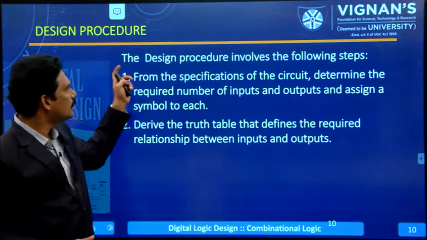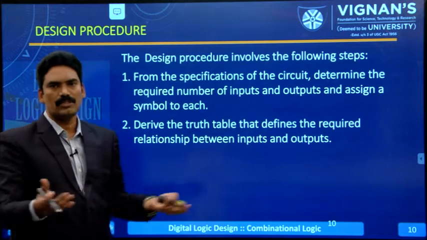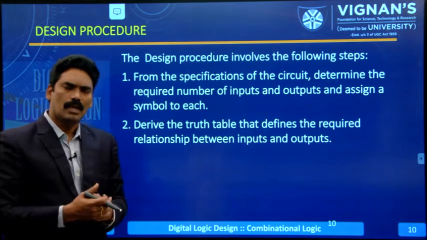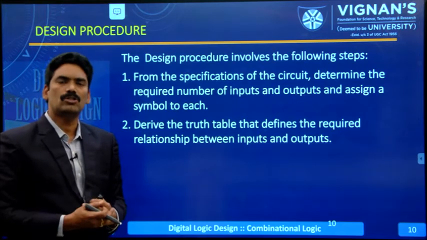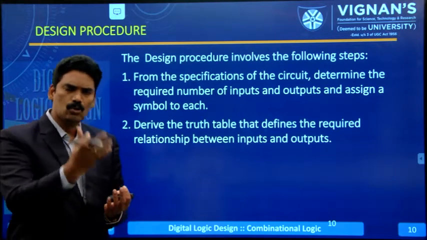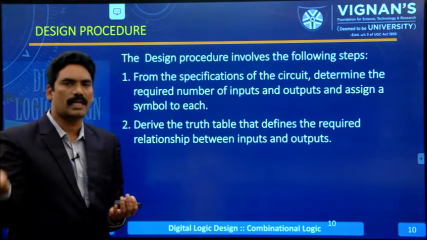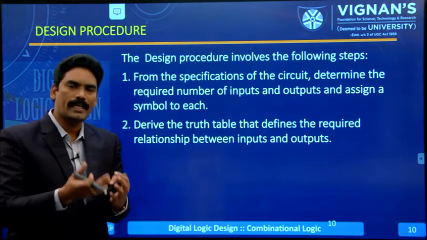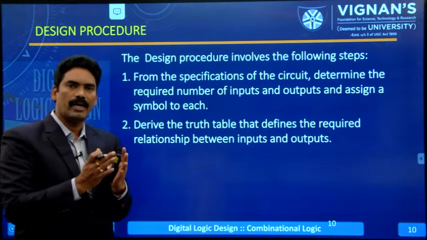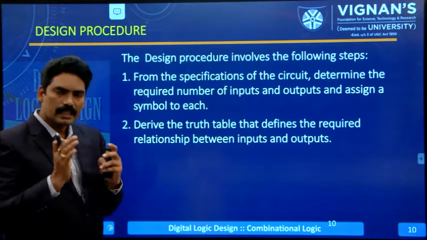So, listen, the design procedure involves the following steps. From the specifications of the circuit, suppose you consider a half adder. What is a half adder? A half adder is a combinational circuit which performs addition on 2 bits. How many input variables are there? 2 input variables. How many output variables are there? 2 output variables, sum and carry. So we have to identify the input variables as well as output variables. For the half adder we have 2 input variables and 2 output variables. Fine, that is the first point.